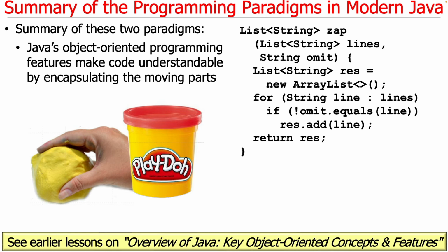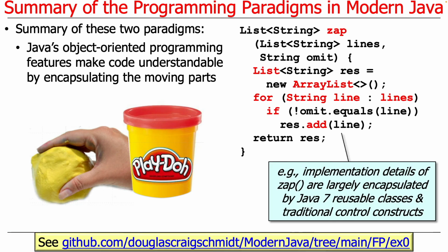Java's object-oriented programming features make code understandable by encapsulating the moving parts. And we saw that in the implementation of case study EX0 in the FP directory in my modern Java GitHub repository, where the implementation details of the zap method are largely encapsulated by Java 7's reusable classes and the traditional control constructs you know and love in Java, such as for each loops and if statements.